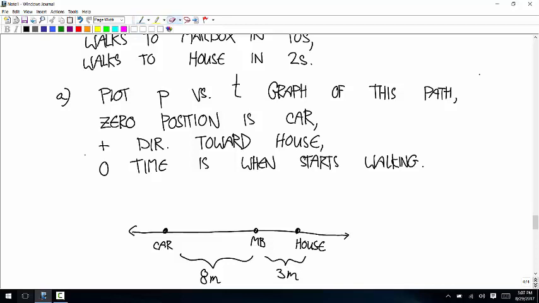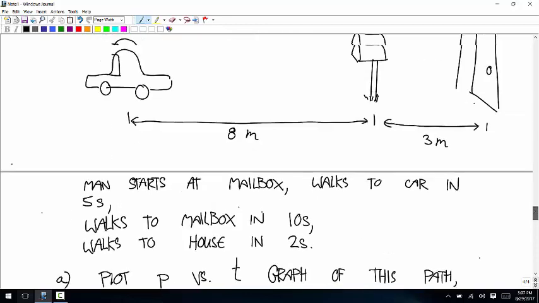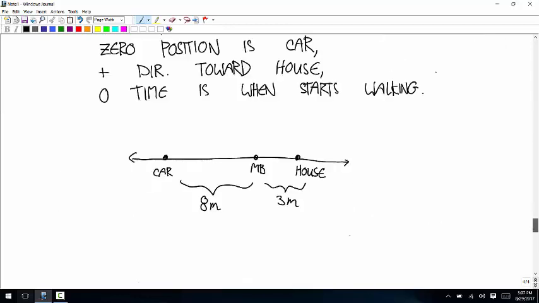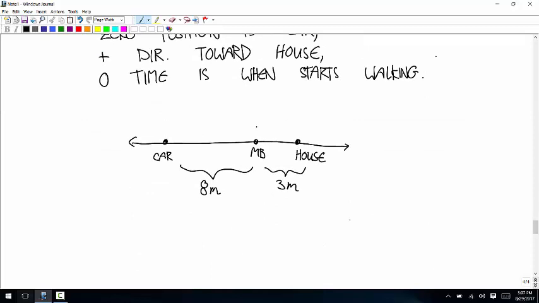Also, before we use the zero position and the positive direction, we know what path the person follows. That's already been given. He starts at the mailbox, then goes to the car, back to the mailbox, back to the house. So the person starts here and travels to the car. And then he goes back to the mailbox and then back to the house.